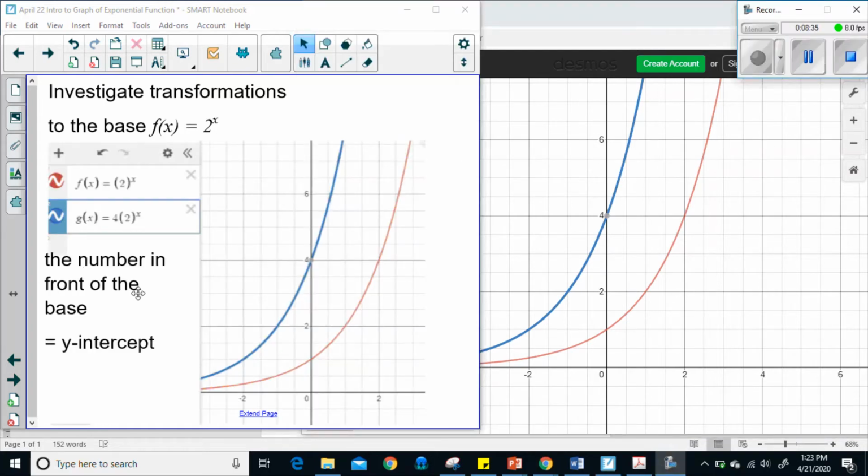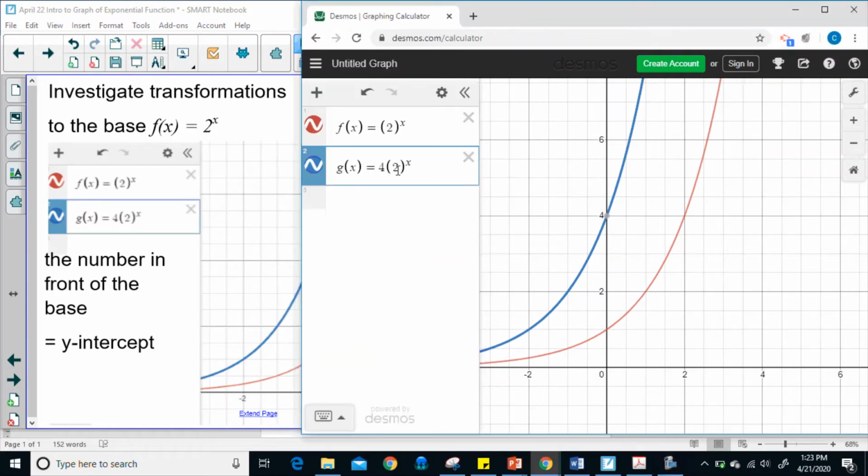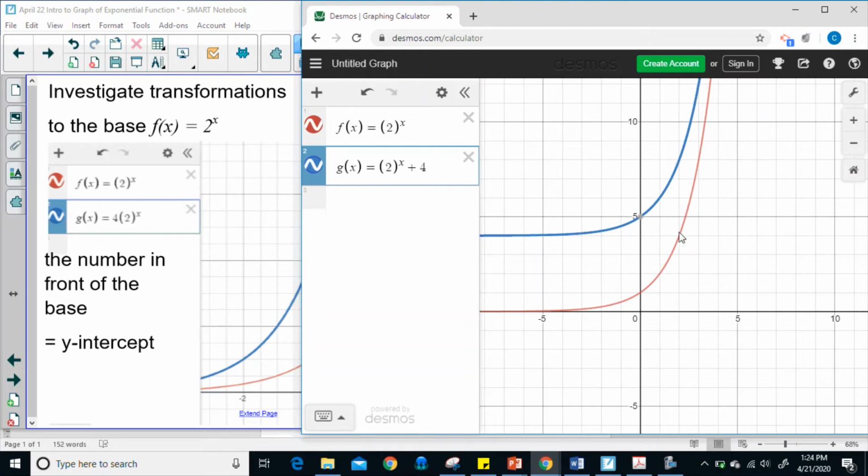Okay, so the number in front of the base becomes my y-intercept. So that's important. Let's change where my number is. So now let's put that number maybe at the end and say plus 4 at the end. So what have I done? I have now picked everything up and I've pushed my function up higher. So what I've done is I've just done a translation up. So I've done a vertical translation.